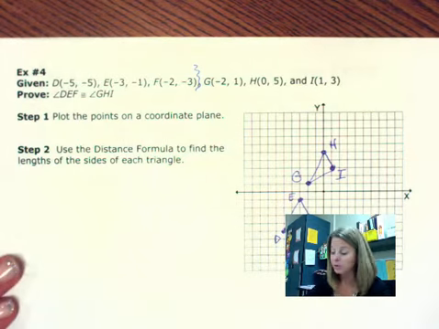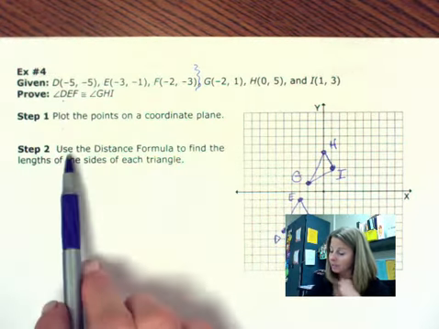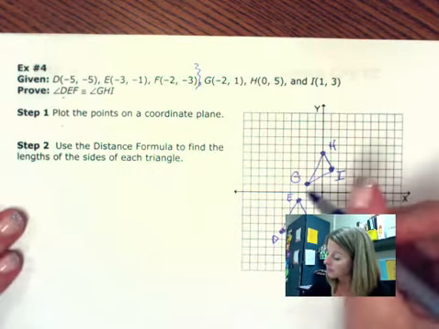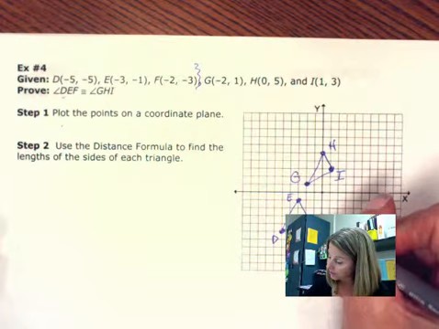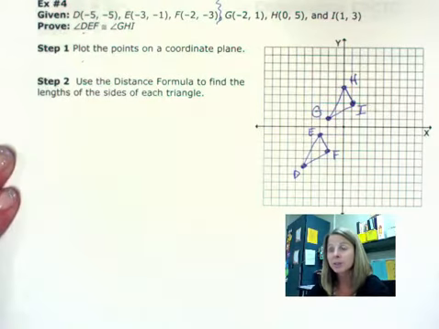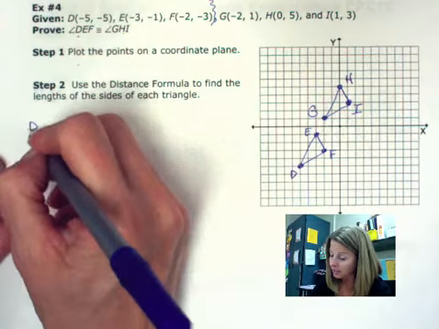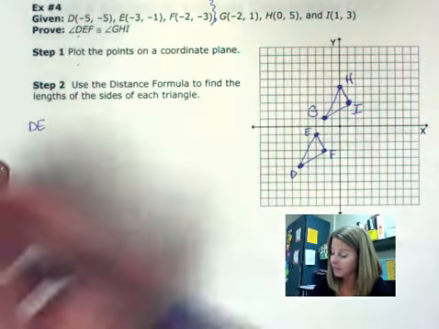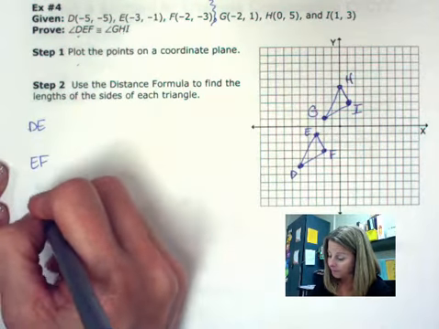Okay, so the problem says to prove that these two triangles are congruent. So we're going to plot them. We're going to use the distance formula to find the sides. So I want to find the side lengths of DE, DF, and EF. So I'm going to work with this triangle down here. I'm going to write down what I'm going to do. Now, if you want to use the Pythagorean theorem, you're welcome to try that out. So I need the length of DE, the length of EF, and the length of DF.